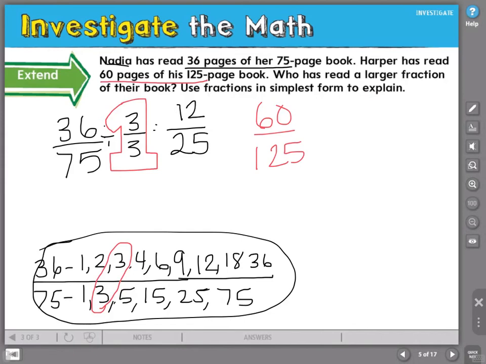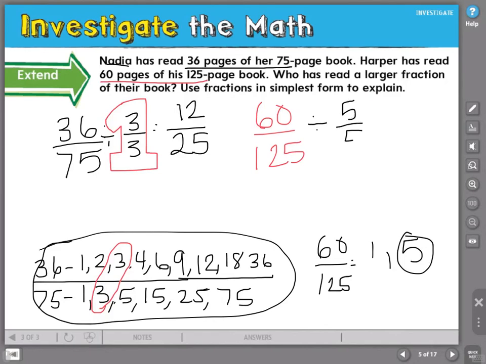Let's see. I know that both 60 and 125 would have 1 as a factor. 125 is not even, so they couldn't have 2 as a common factor. 3 is not a common factor because it's not a factor of 125. 4? How about 5? I'm going to try 5. So I'm going to divide both the top and the bottom by 5. I know they both have a factor of 5, and 5 over 5 is also known as my big one.